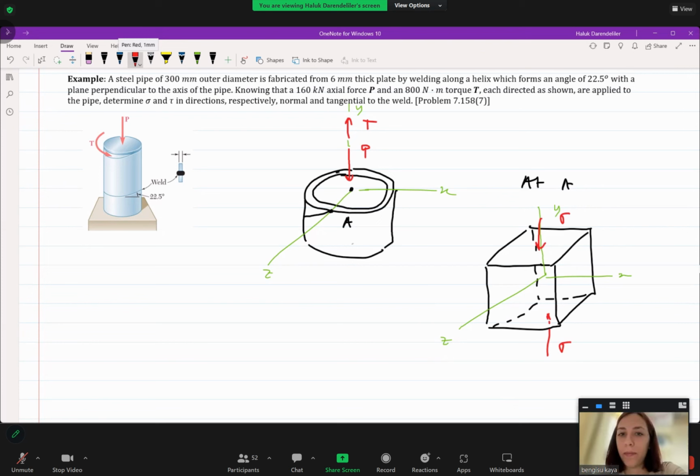Sigma Y, okay. This is sigma Y. So your friend said that there is a compressive stress sigma Y.